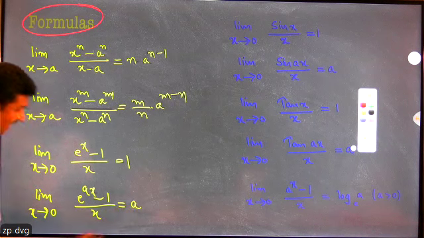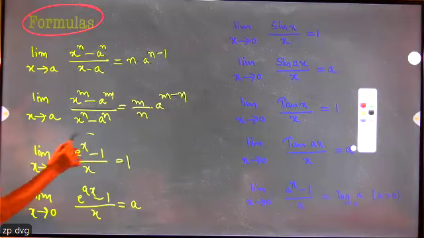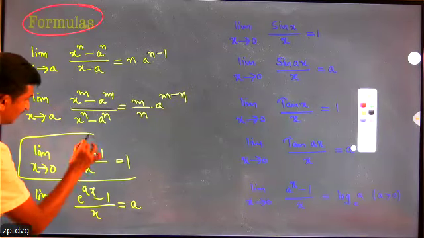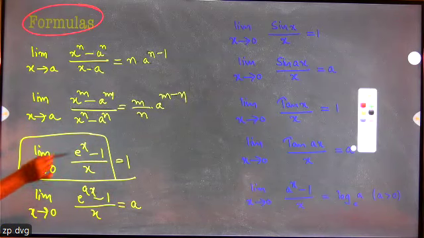This answer is A. See, you can do these things with the help of L'Hospital rule also. For example, you see this one. You try this by L'Hospital rule. First, this is of the form f of x by g of x, right? x equal to 0. Put x equal to 0.